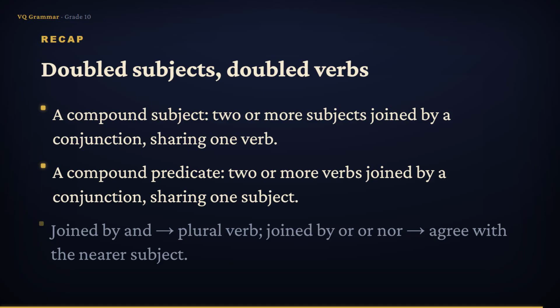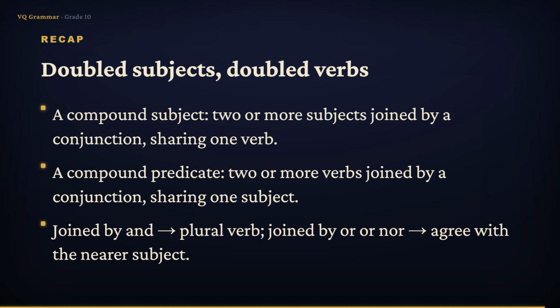And when you choose the verb, let the joiner guide you. Joined by and, the subject is plural. Joined by or or nor, the verb agrees with the nearer subject.